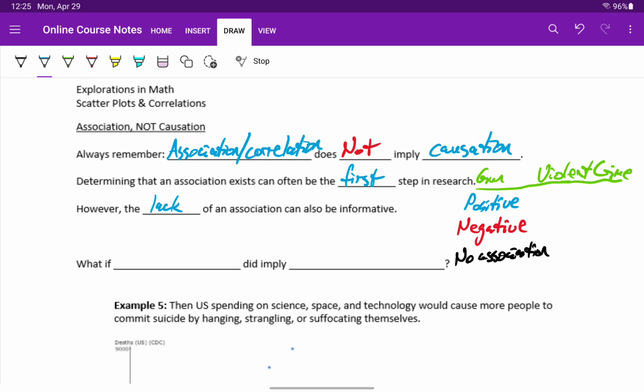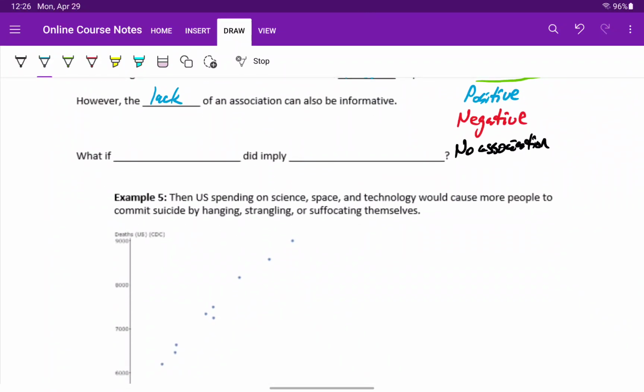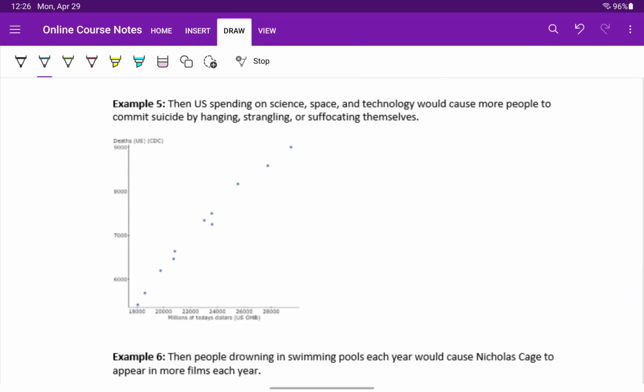But to continue on this trend, because it's a common misconception with correlations and associations, what would it mean if association did imply causation? Well, in example 5, that would mean that US spending on science, space, and technology would cause more people to commit suicide by hanging, strangling, or suffocating themselves. I think it's pretty clear that there's no real cause and effect relationship between those two variables, but if we plot those, this is real-world data, we get a value for R of 0.9921.